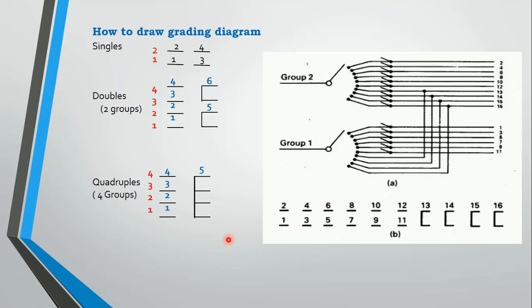Before going for the grading diagram, let us know how to write a grading diagram. In a grading diagram, you need to write singles, doubles and quadruples. Single means you need to write the switch number first. So first we'll go for the full diagram before writing the grading diagram. In a group, the preference is always given to the first line.